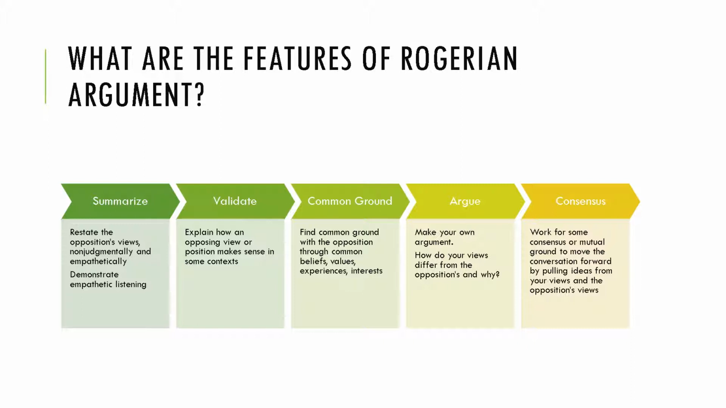The next step in performing a Rogerian argument is to validate some of their points, explain how an opposing view or position makes sense in some contexts. I can see why you see it this way. I can see why you believe X. Then you try to establish common ground. That's like taking it a level deeper. You find common ground on the level of beliefs, values, experiences, interests.